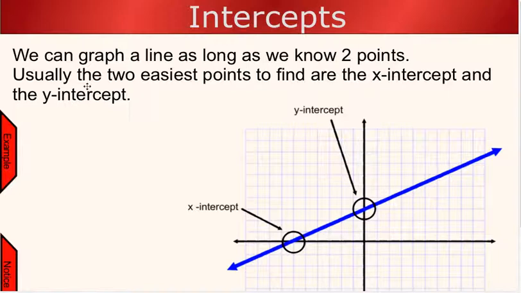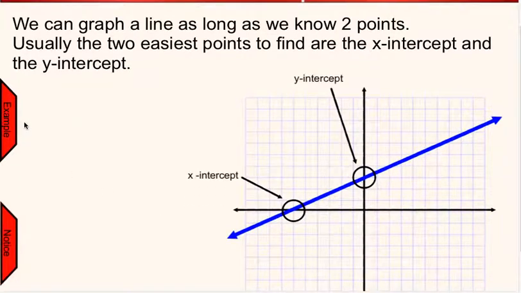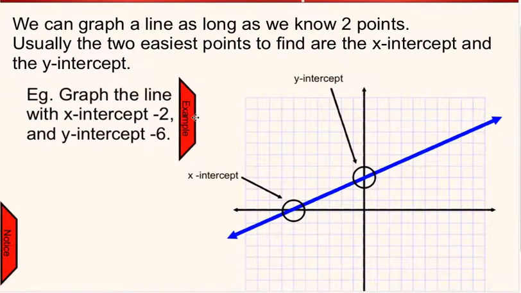And the idea here is that all we need is 2 points to graph a line. And any 2 points we can draw a line through. And easy points to find are the y-intercept, which we already know, and the x-intercept, which is another easy point to find. Let's just look at a small example here. Say I graph the line with an x-intercept of -2 and a y-intercept of 6. Okay, so I'm going to graph it right on this grid here.